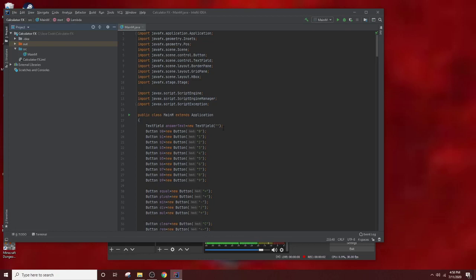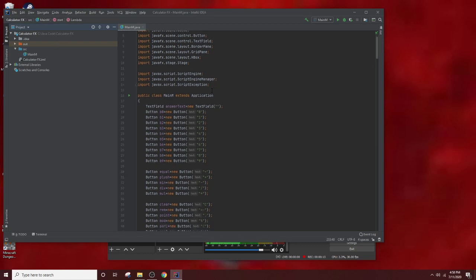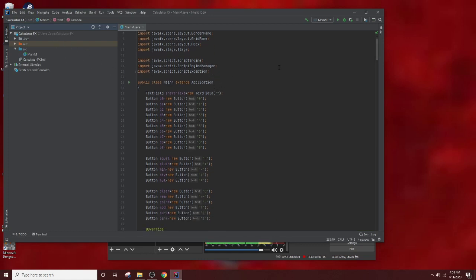Okay, this might be the last one in a little while, because I'm a little bit out of ideas, I guess. Calculators. Calculator FX.